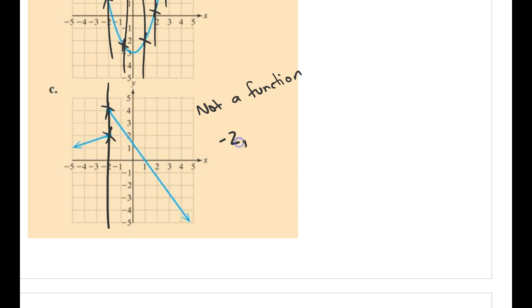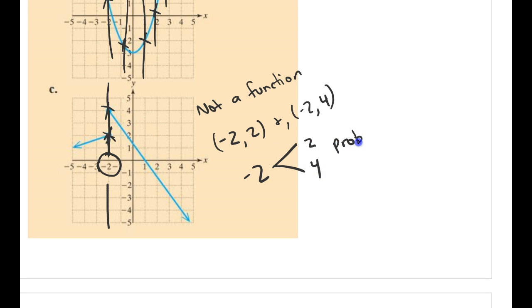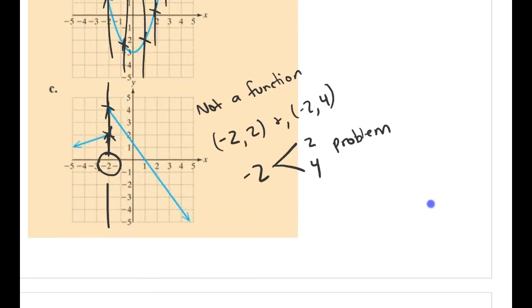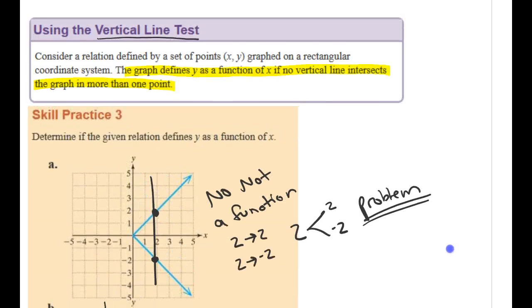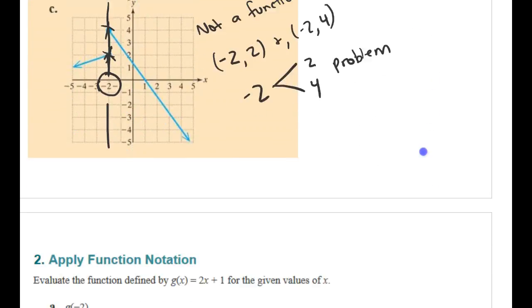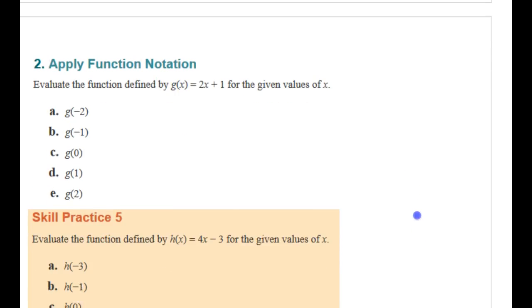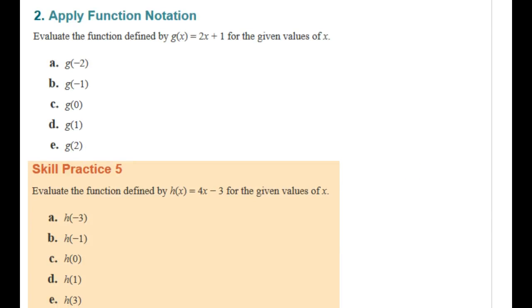Again, that point is saying x is minus 2, and at x equals minus 2 my y values are 2 and 4 at the same time. That's a problem. All right? So we'll do some more examples of these, and you have some in your homework. And remember, practice makes perfect here, so you want to get as much exposure as you can to these types of questions.